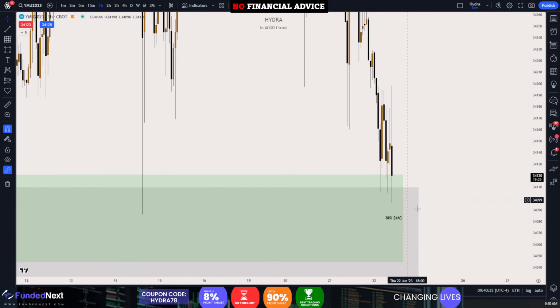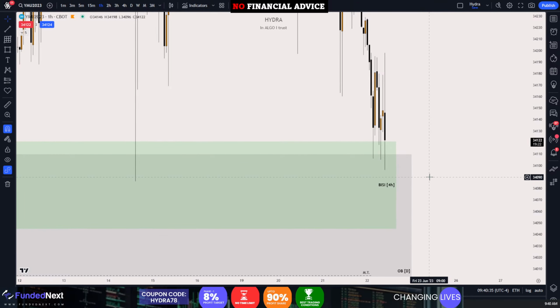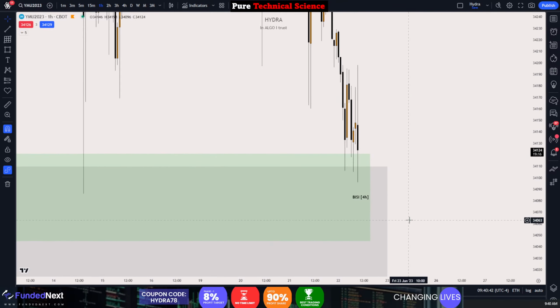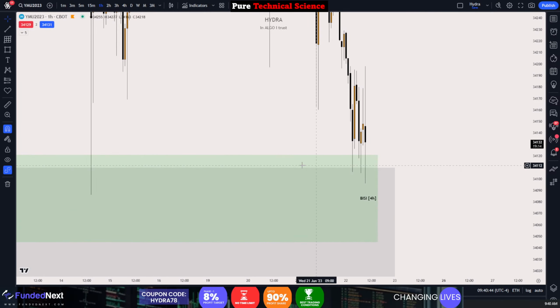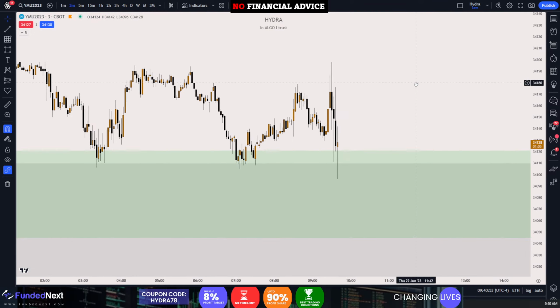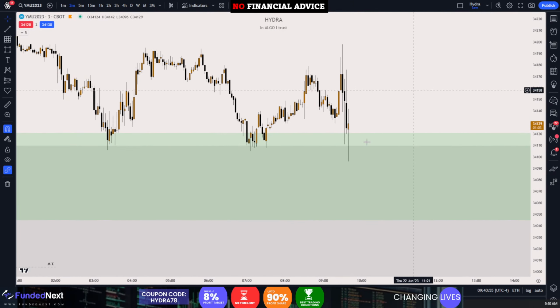So we have our 4-hour fair value gap. The folks who are with me since the beginning, I mentioned this fair value gap, which is aligning with a daily order block. So this fair value gap should work as a strong retracement, and it should provide support for price towards the buy side liquidity. Now I'm going to drop down to the 3-minute chart where things look a lot clearer.